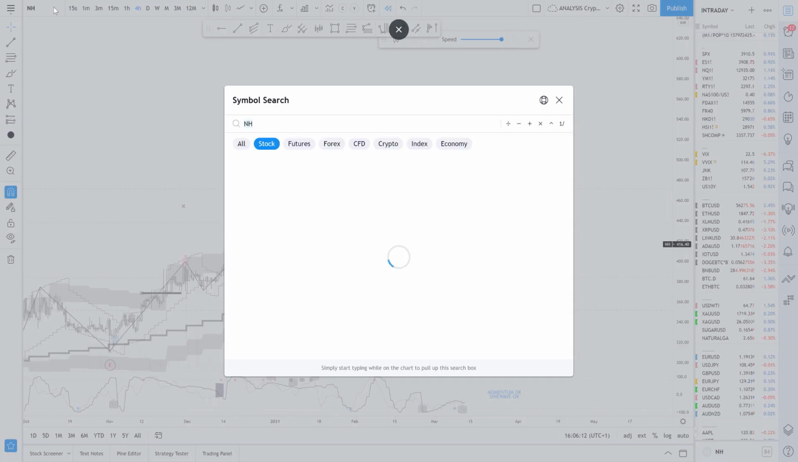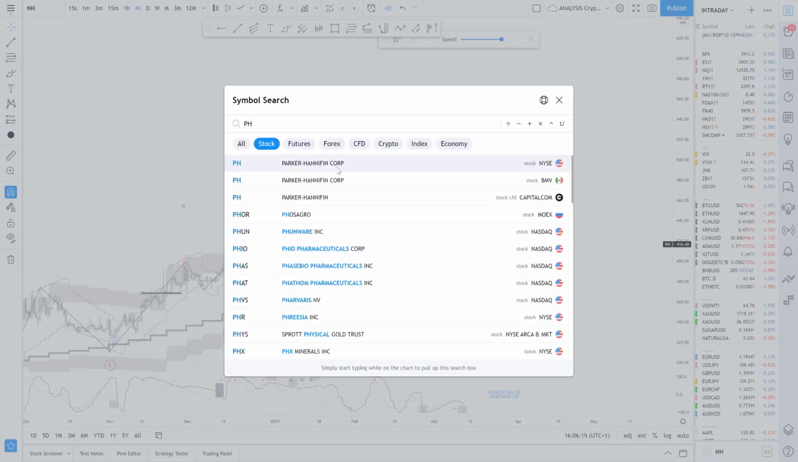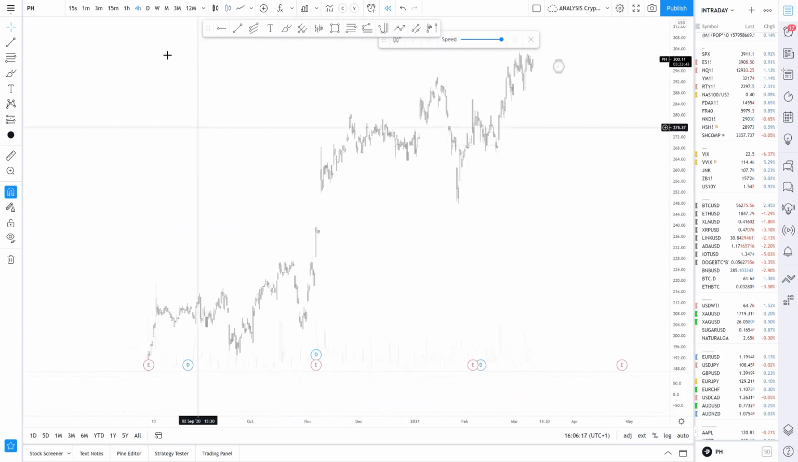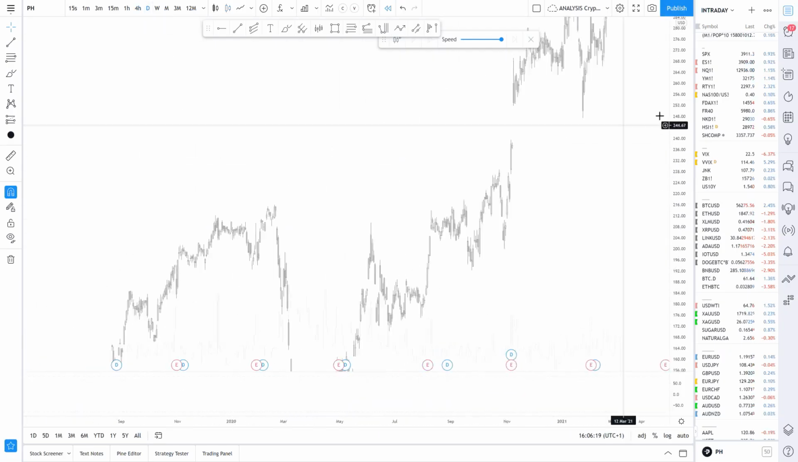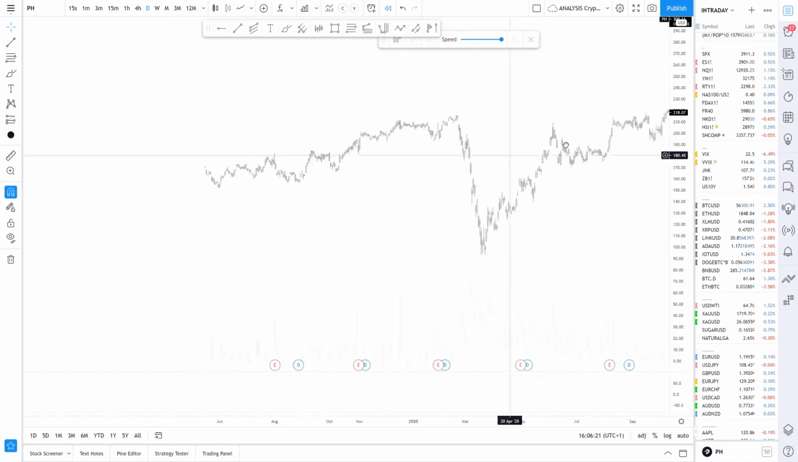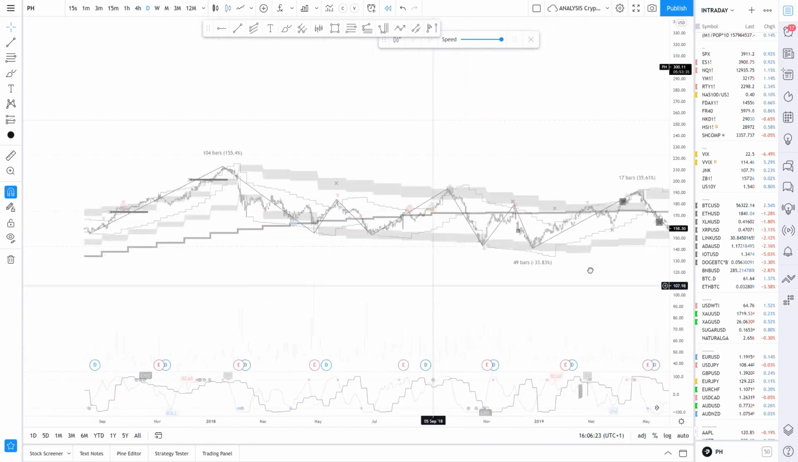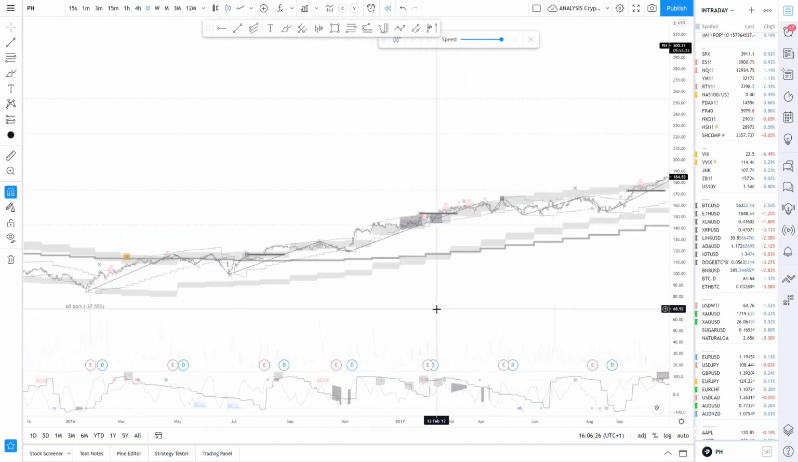GSPH. Okay, first one first. PH. Right. Nice trend. We're going to have work to do out there. Very nice trend. Let's start with this one.